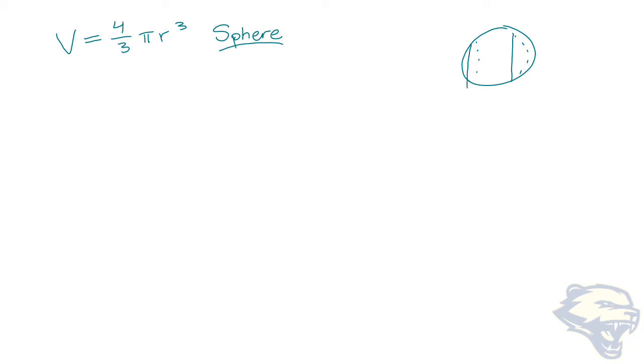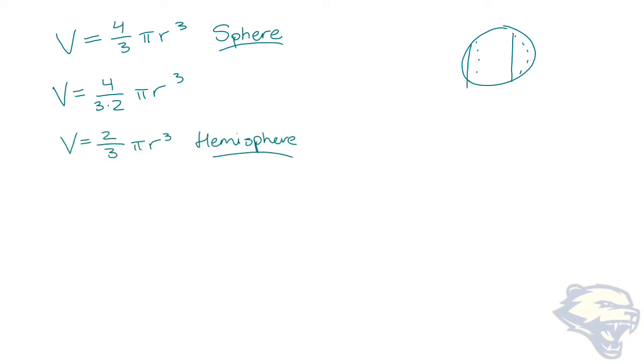But let's look at this hemisphere, right? If we take half of that 4/3 pi r cubed, if we just divide that by 2 and we simplify it, it just becomes 2/3 pi r cubed, right? For half of a sphere. Or that's what hemisphere means, right? It means half of a sphere.